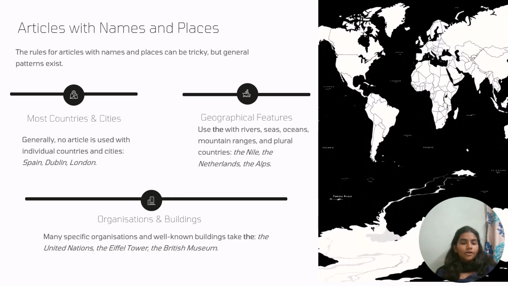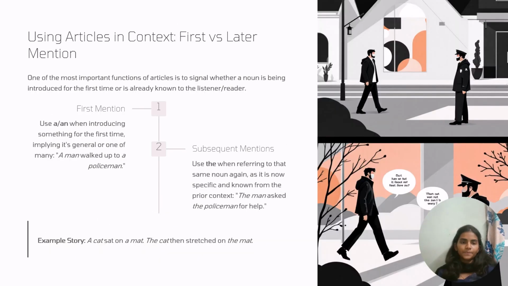And the third thing, organizations and buildings. Many specific organizations and well-known buildings take the, for example, the United Nations, the Eiffel Tower, and the British Museum.